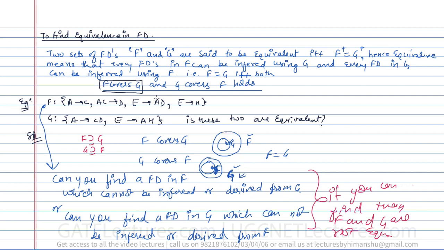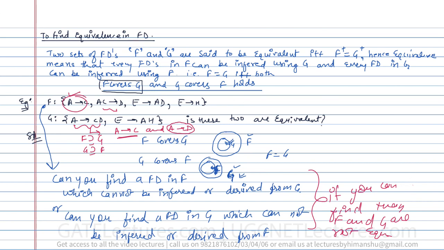Now you can see this functional dependency in G, that is A derives CD, can be broken down into two parts, that is A derives C and A derives D. So A derives C is already present in F, right? And A derives D is not present in F. Then how can you say A derives D is only present in G but not in F?